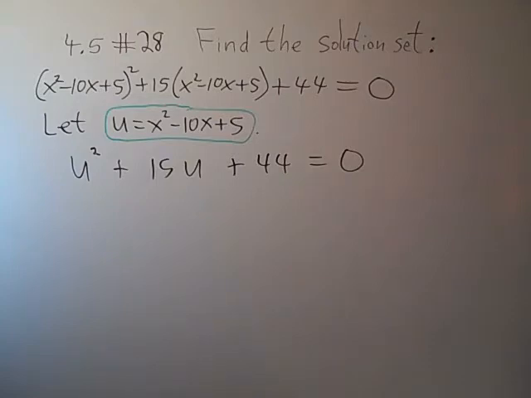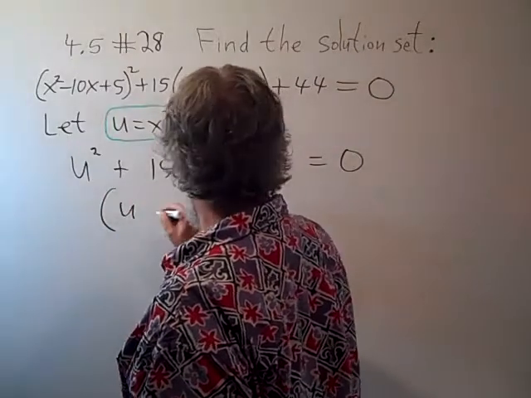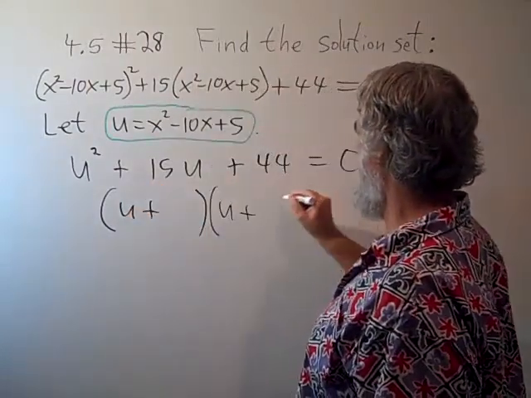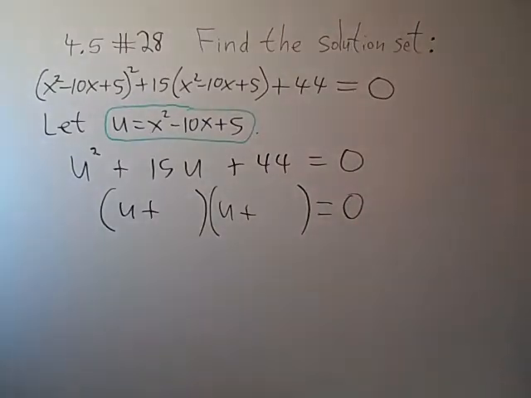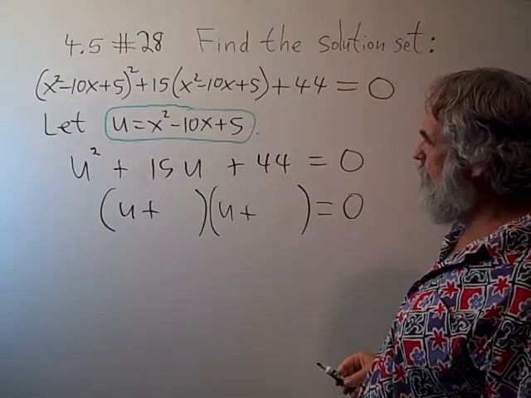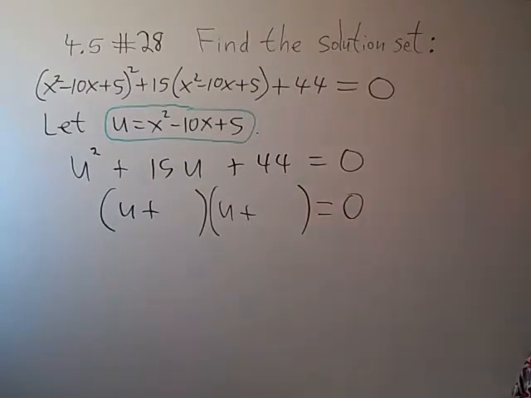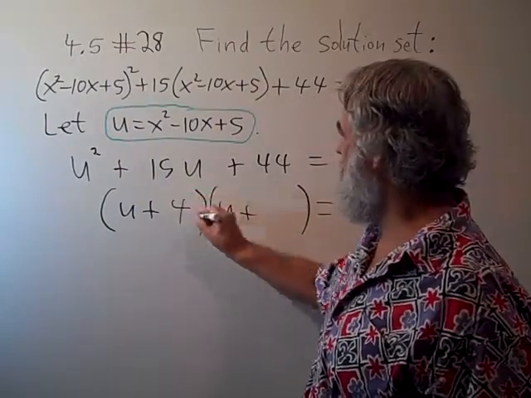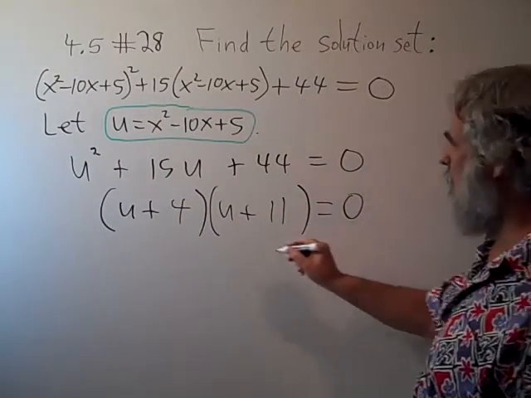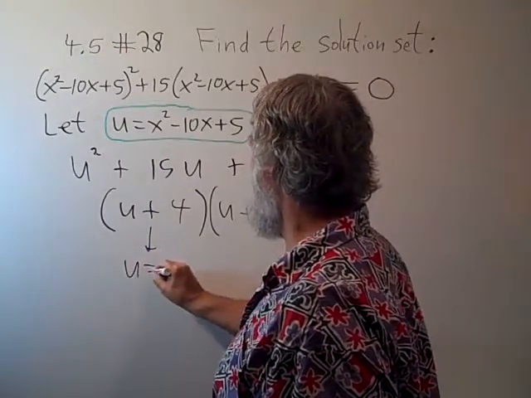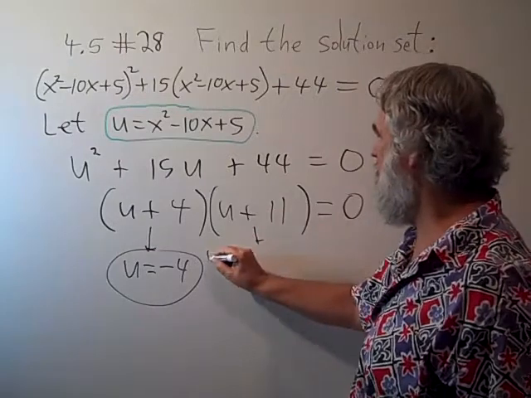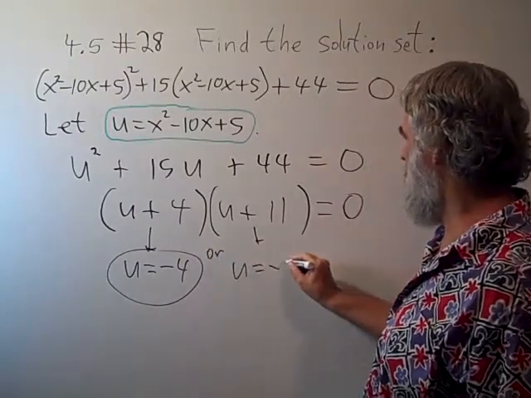So to begin with, let me try to factor this. So here a plus, there a plus, everywhere a plus plus. And we're looking for two numbers whose product is 44 and that add up to 15. 4 and 11 do the trick. 4 times 11 is 44, and 4 plus 11 is 15. So we have a solution here when u is equal to -4, and another solution here when u is equal to -11.